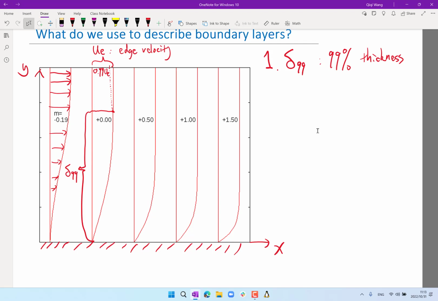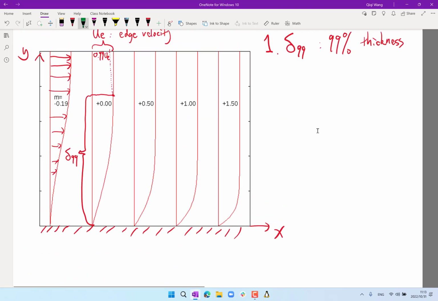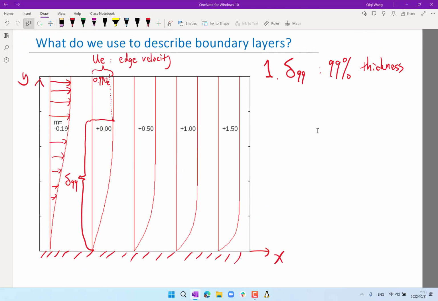So this is one definition, and the difficulty in exactly defining UE is actually a critical problem in this definition. If you have an inviscid flow solution here, of course you can define UE. But if the boundary layer is finite in thickness, it is not obvious what UE should be. So that's one of the problems about defining not just the 99% thickness, but all different thicknesses.